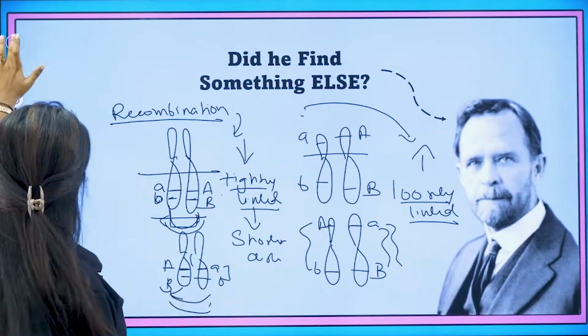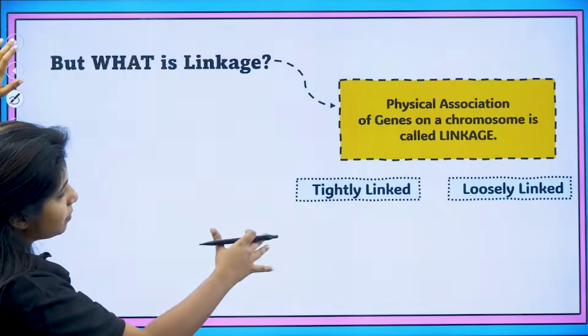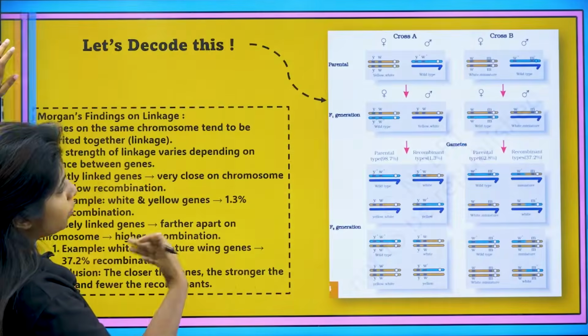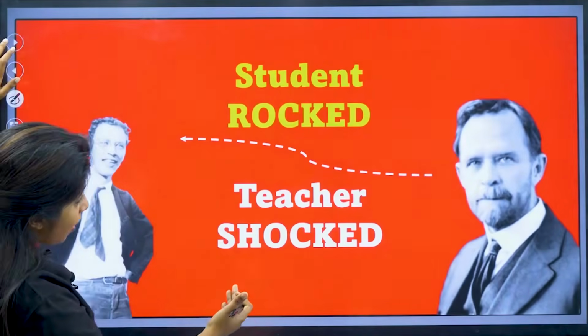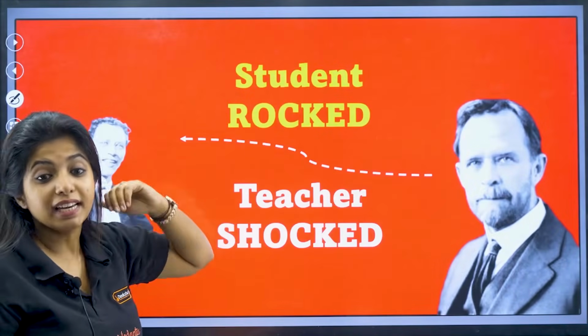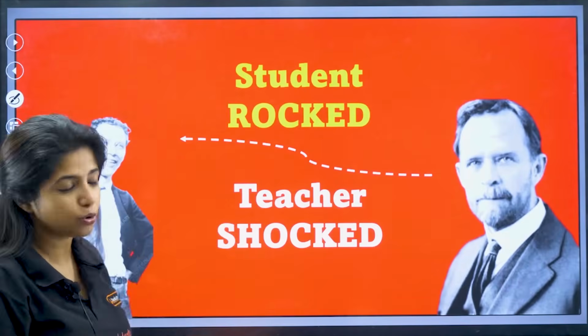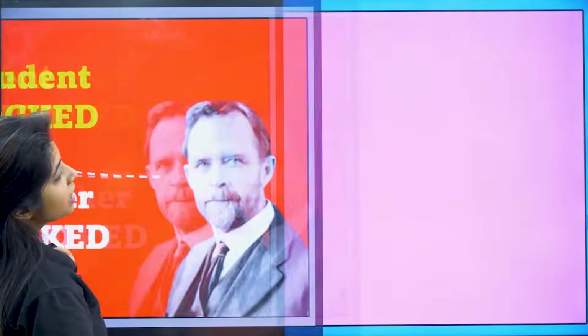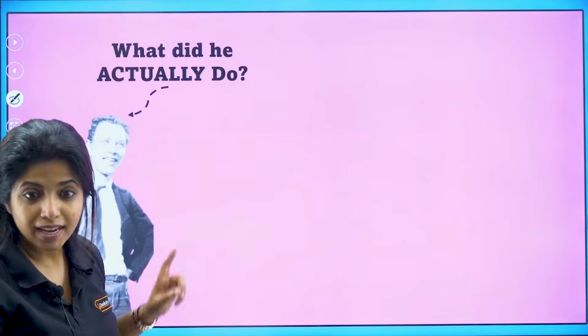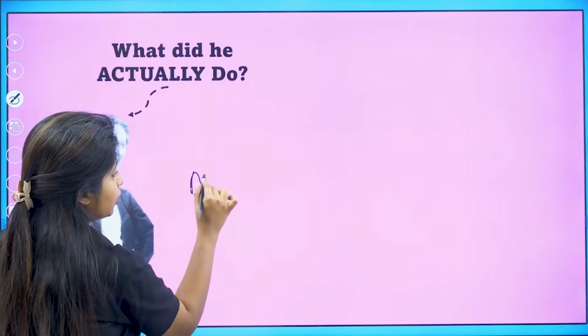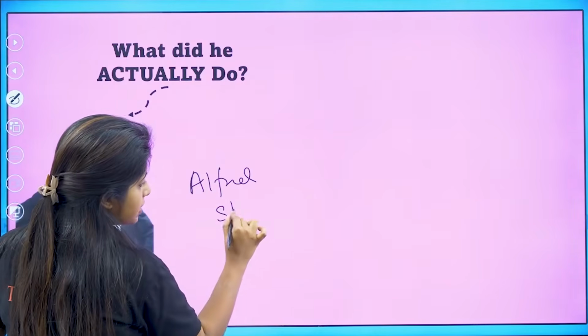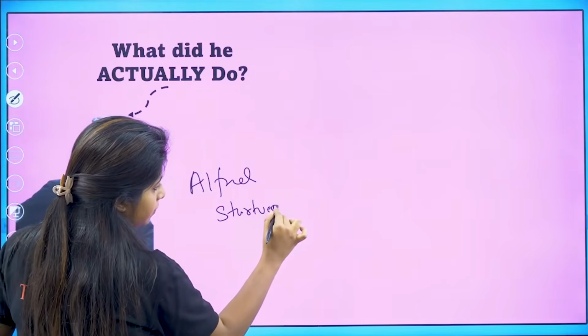And along with that, over here I have written the same thing, tightly linked, loosely linked genes, so I don't have to explain it to you once again. After that, my dear children, he had a student and the student rocked and the teacher got shocked. Why do I say so? Who was the student? What is his name? His name is Alfred Sturtevant. His name is Alfred Sturtevant. You might have seen it in your NCERT, Sturtevant.